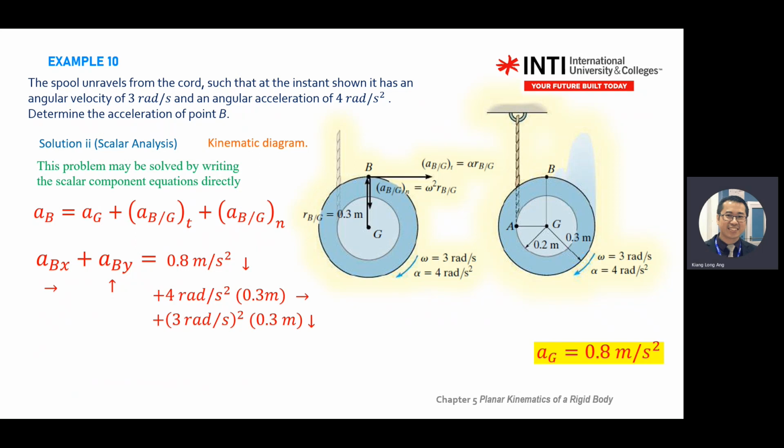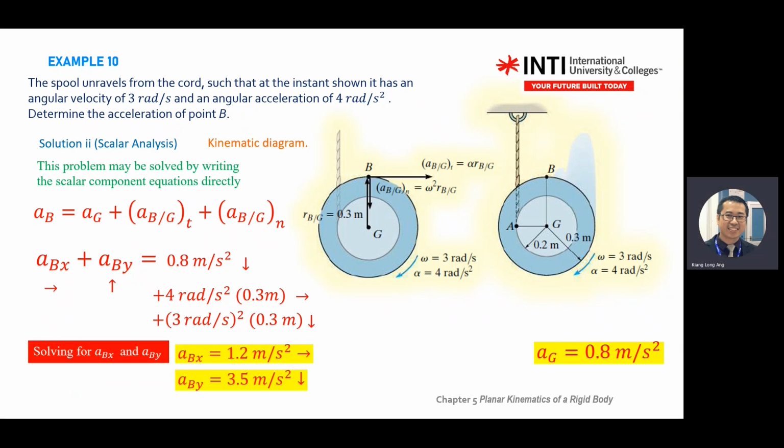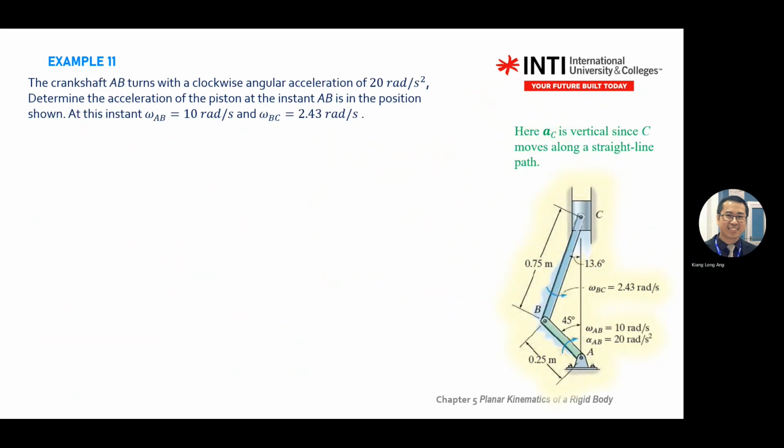So you have two directions. Then you look into the x direction, you group them together. You look at the y direction, you group them together, you still get the same answer. Okay.